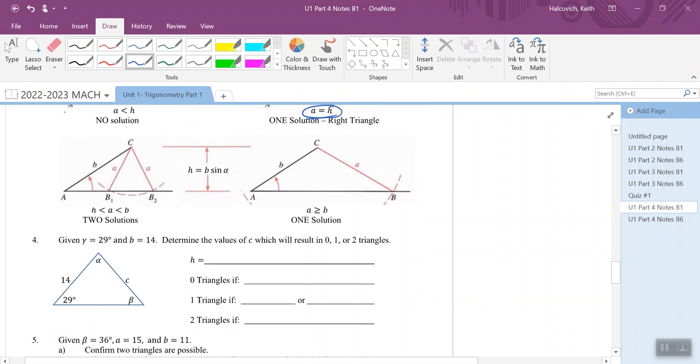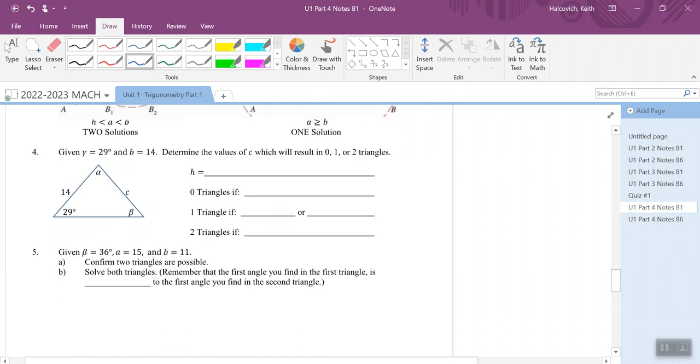There are 2 solutions when the side opposite the angle you're given, which is this one right here, the A, is bigger than the height, but it's less than the other side you're given. That means you have 2 solutions, and we'll talk about how you do that. And then there's 1 solution if the side opposite is greater than the other side that you're given, or equal to it. Then you have 1 solution automatically.